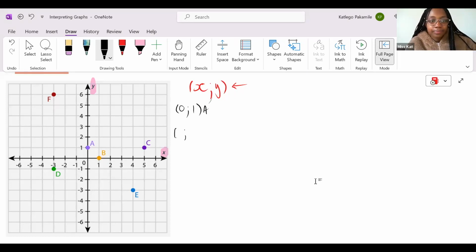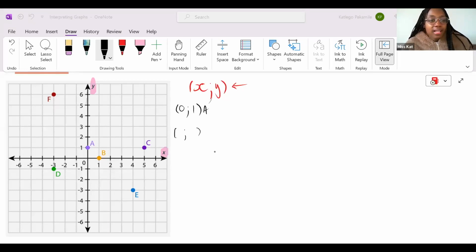Yes, Sia. Sia, it's here. Hi, ma'am. Hello. Hi. Yes, I can hear you. Ma'am, the coordinates will be brackets 0 semicolon 1. But those are the coordinates of A. Do you see that?